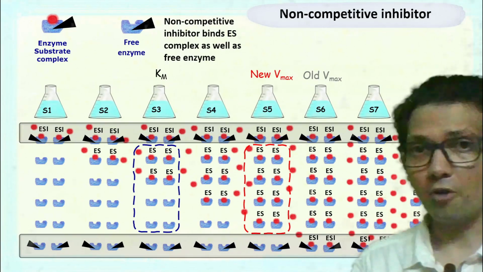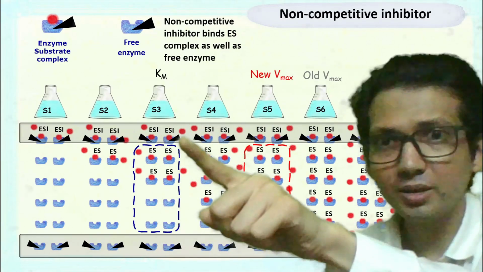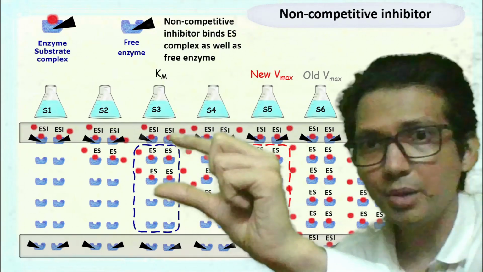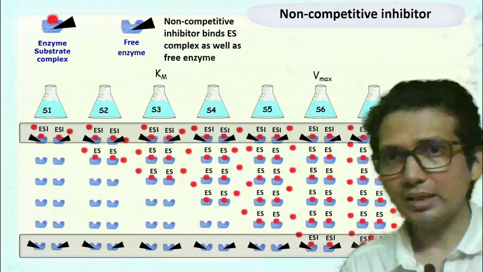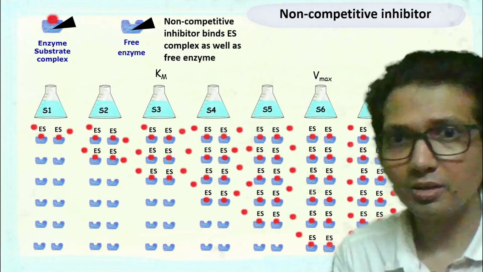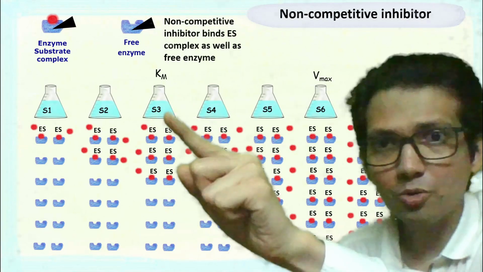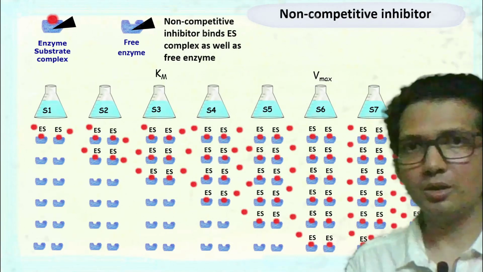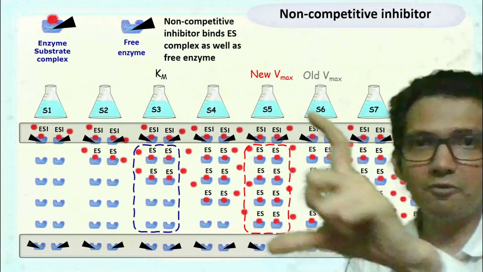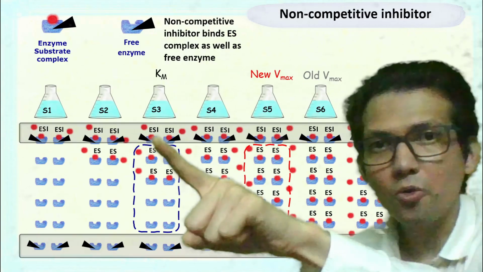Now let's talk about the value of Km. So this is a situation in presence of inhibitor. At substrate concentration S3, we have 50% of ES formation. Let's see the control one. Even in absence of non-competitive inhibitor, the 50% of ES formation was happening at substrate concentration S3. So, in presence of non-competitive inhibitor, the value of Vmax decreases but the value of Km remains the same.